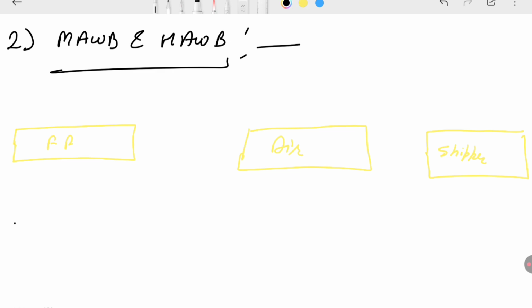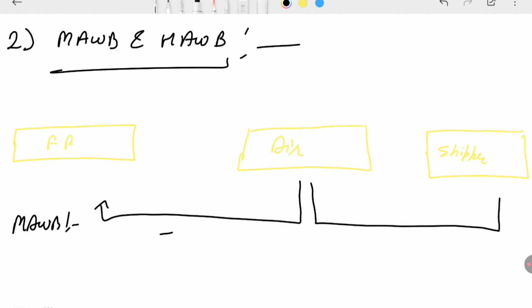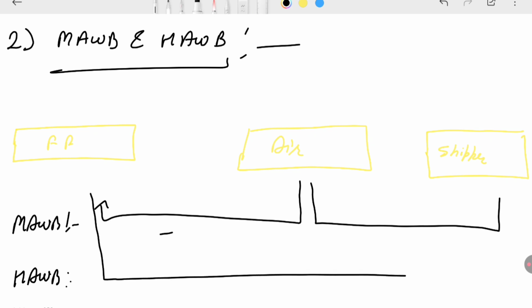The first is master, the master airway bill. The master airway bill is issued by airlines to the freight forwarder. But in some cases, the airline can directly issue the master to the shipper as well. Now, the house airway bill. The house is issued by your freight forwarder directly to the shipper.